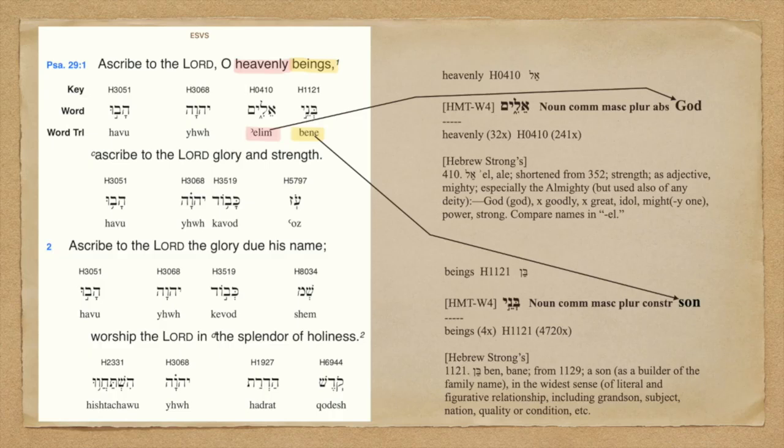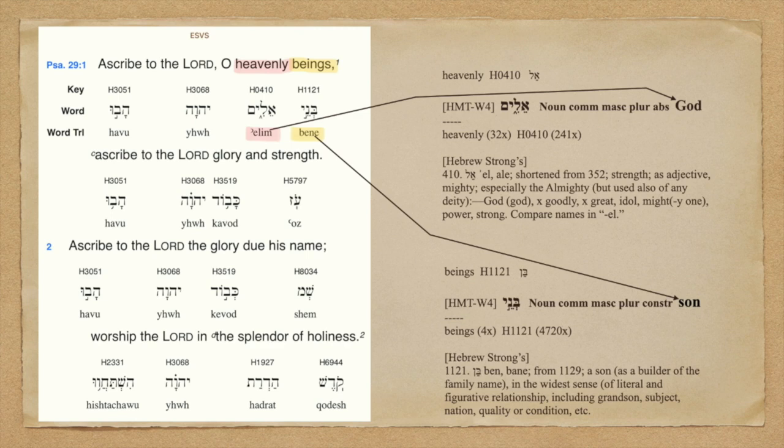This is an example of the heavenly beings, which is Elohim. Spiritual beings are being told to give praise, to give glory to Yahweh, and it's specifically referencing these heavenly beings. The author is saying these beings are real and they are to give praise to Yahweh.